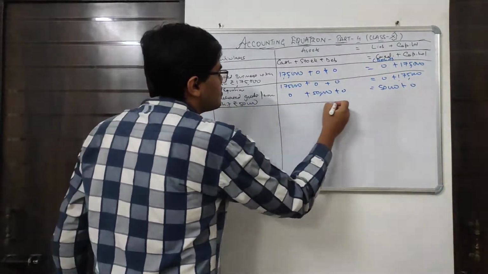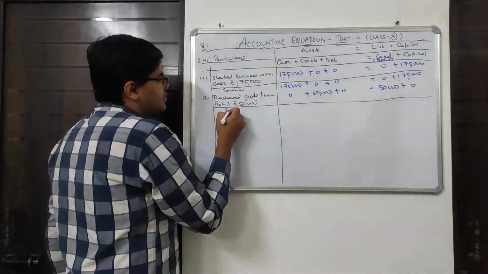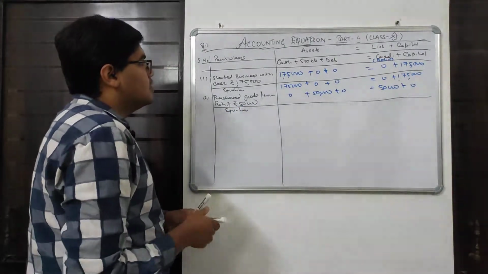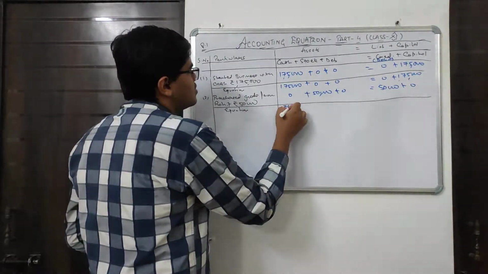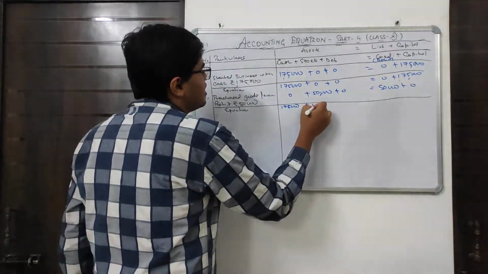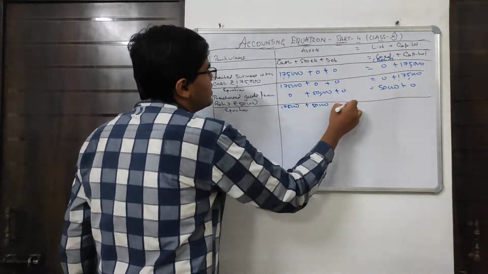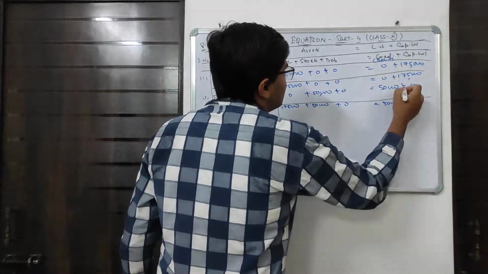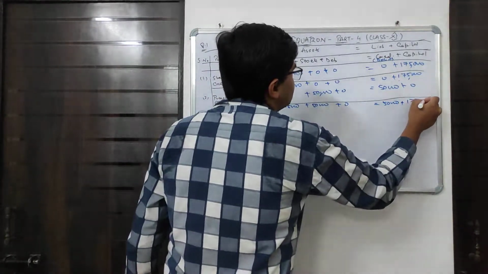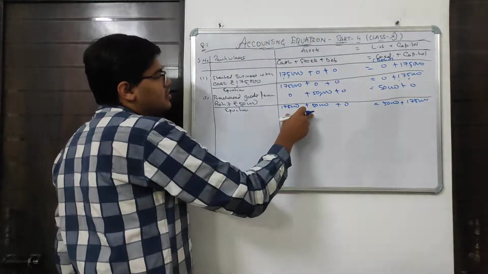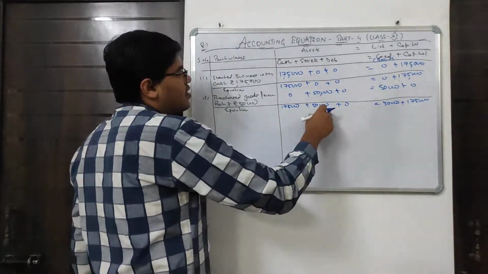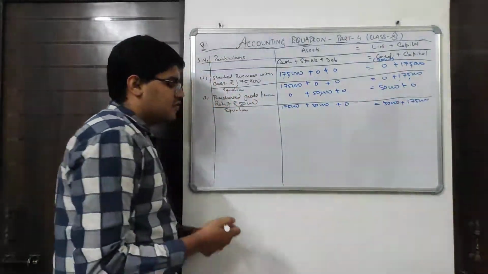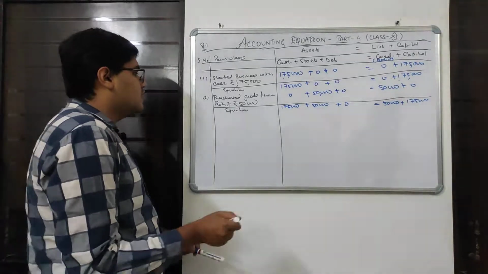Now let us frame an equation to make it balanced. 1,75,000 in cash, stock 50,000, debtor 0, creditor 50,000, and capital 1,75,000. Now you can total: 1,75,000 plus 50,000 is 2,25,000, and 50,000 plus 1,75,000 is also 2,25,000. Now moving on to the third transaction.